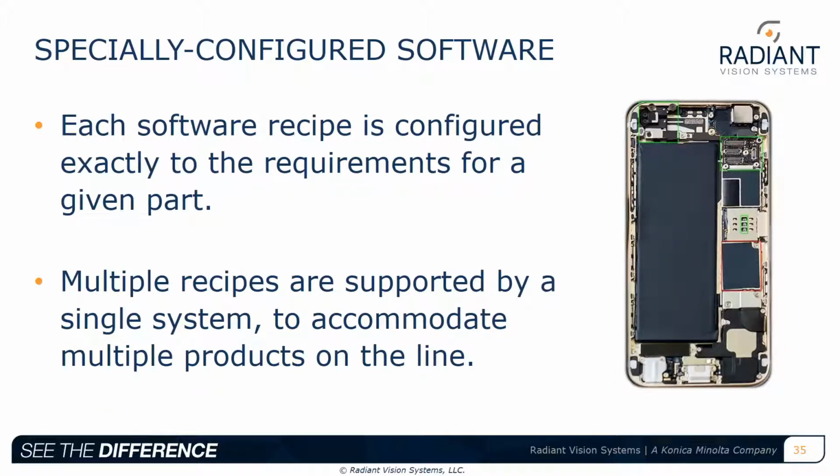Because Radiant owns all of the technology behind the INSPECT.assembly system, our engineers are able to program all aspects of the inspection criteria from the ground up. Our engineers define each software recipe based on actual customer parts for pre-deployment programming. Multiple recipes are supported by an INSPECT.assembly system to handle new products on the line.